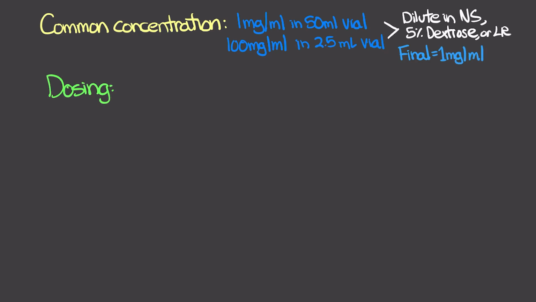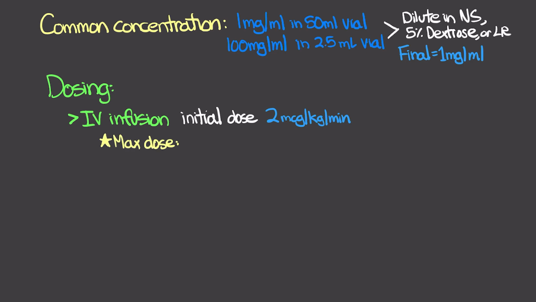Now, for our dosing, IV infusion is how we're going to be using this. Our initial dose typically is around 2 mics per kilogram per minute, and the dose is going to be adjusted until we have the desired effect that is seen in our anticoagulation. Our max dose for this medication is going to be 10 mics per kilogram per minute.